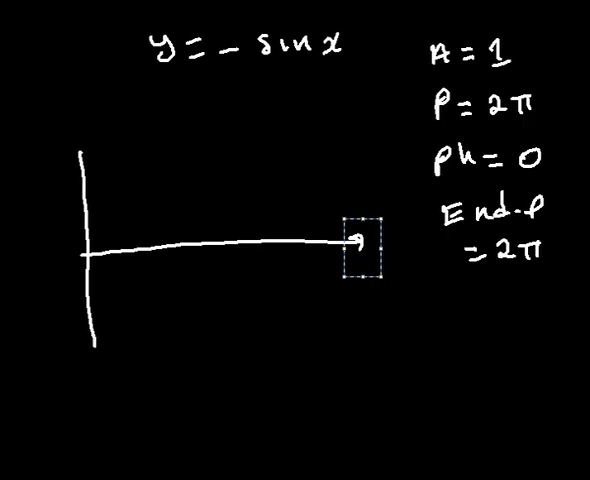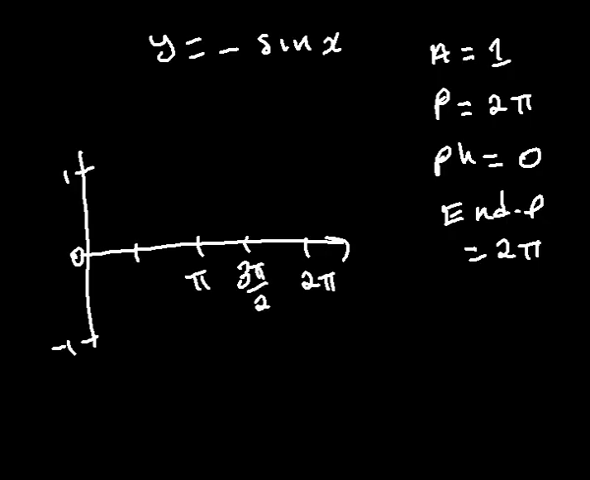The graph will have to reflect along the x-axis. So it should be that the graph starts from 0 and ends at 2 pi. And now the amplitude is given as 1, so it should be negative 1 here. Now we have to divide the region into 4 equal parts. So this is pi, and this is 3 pi over 2, and this is pi over 2.